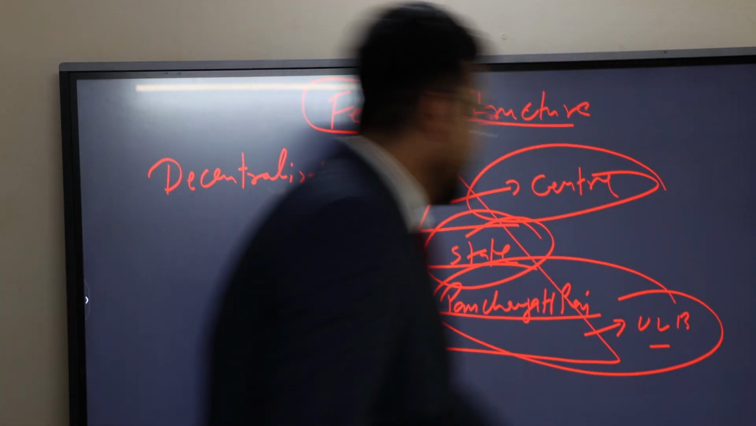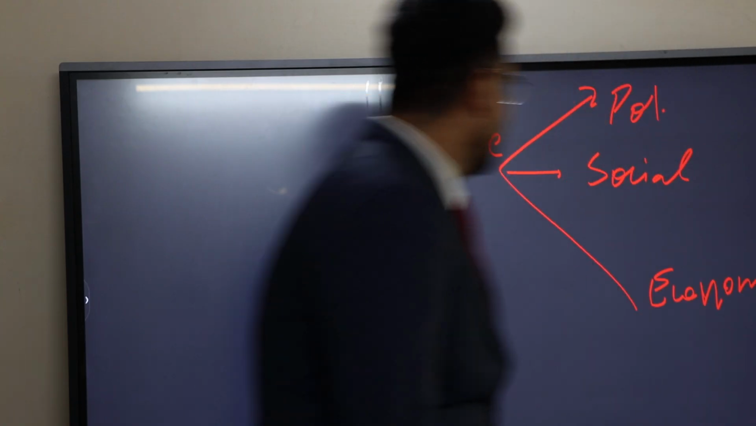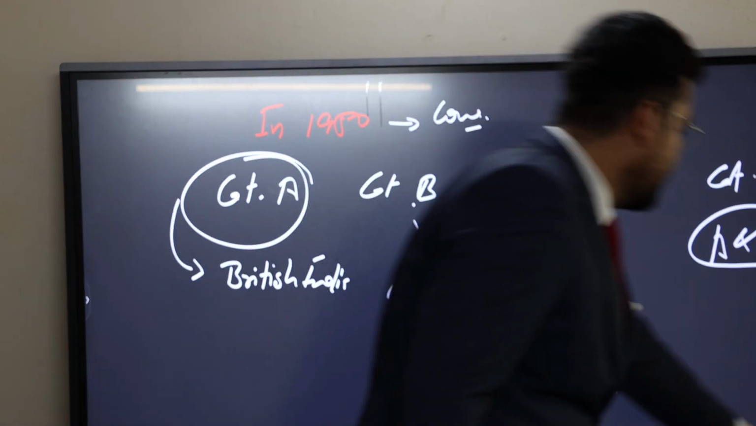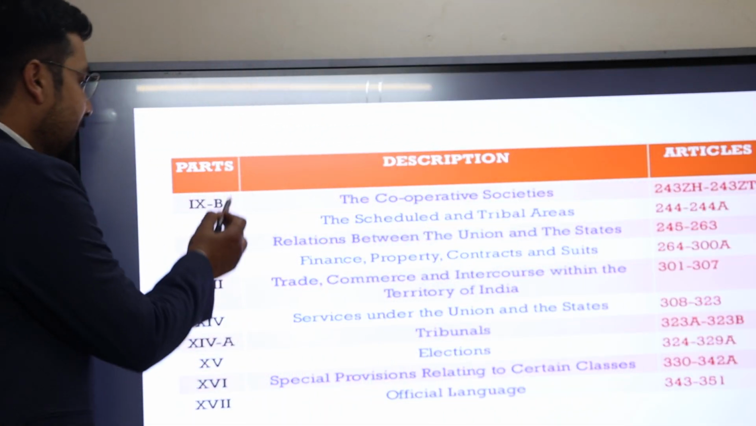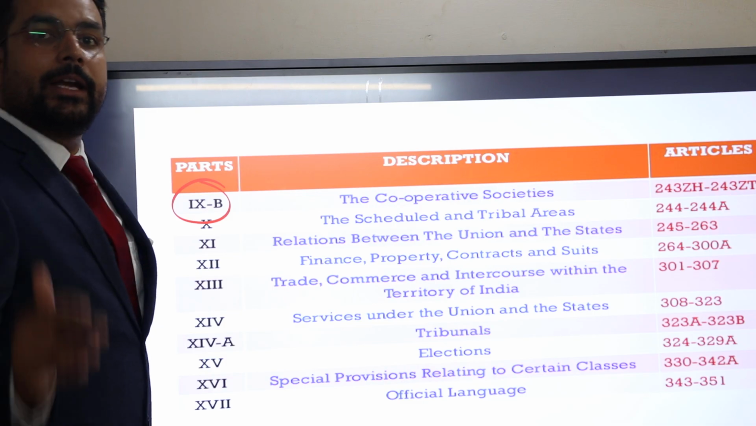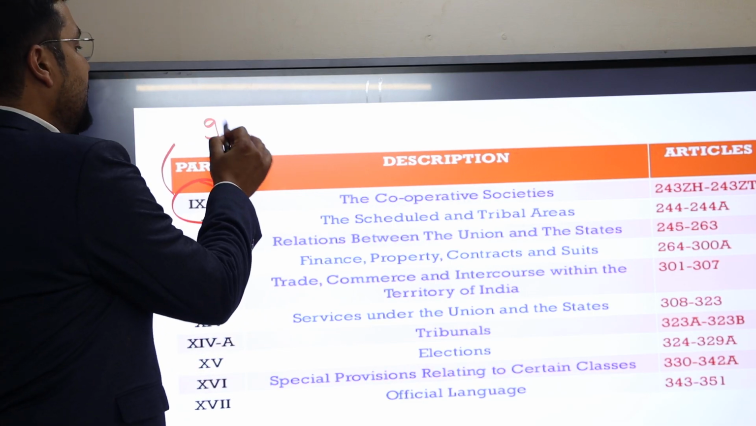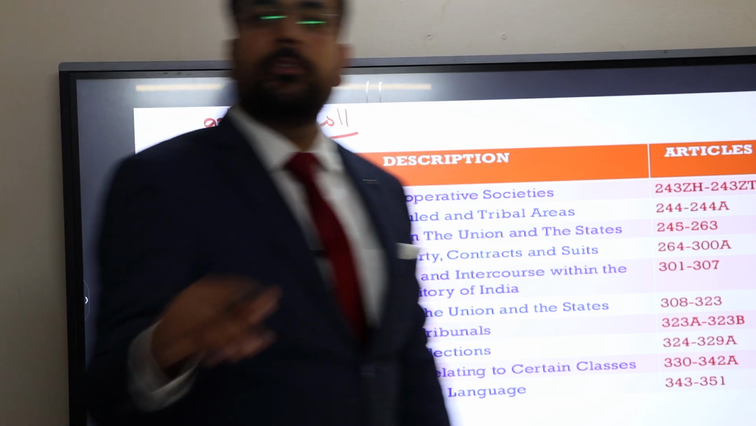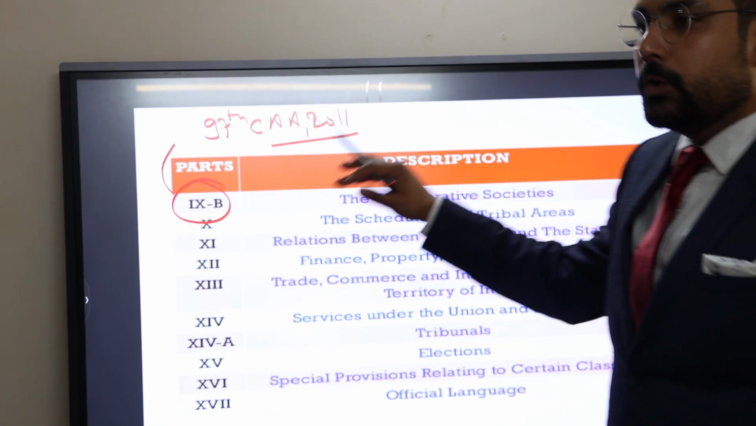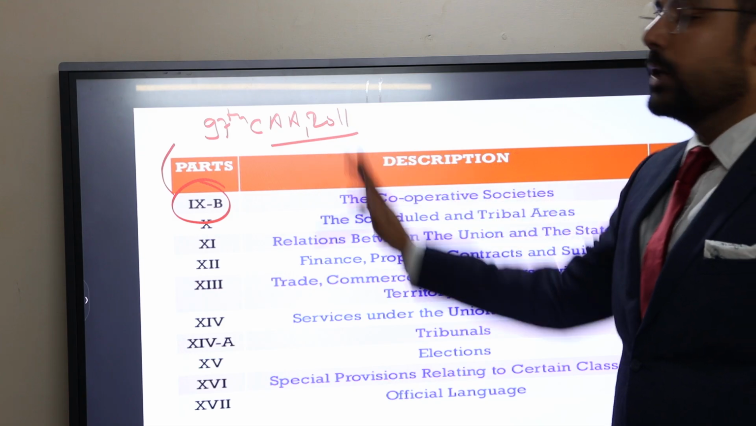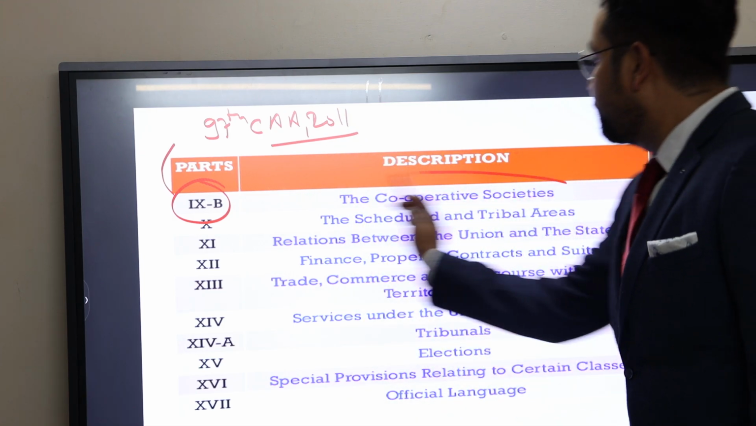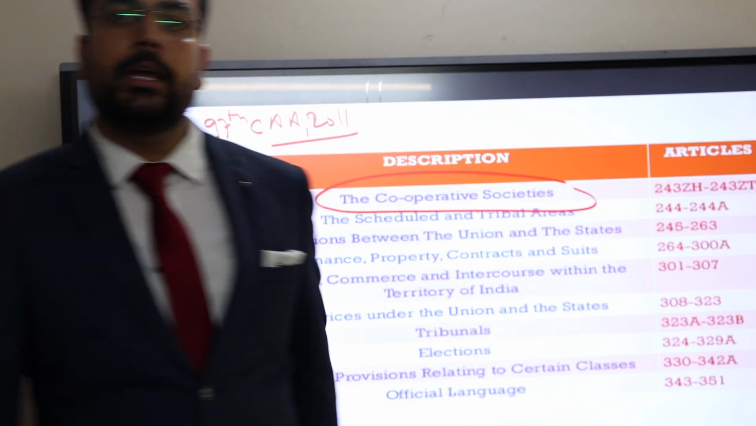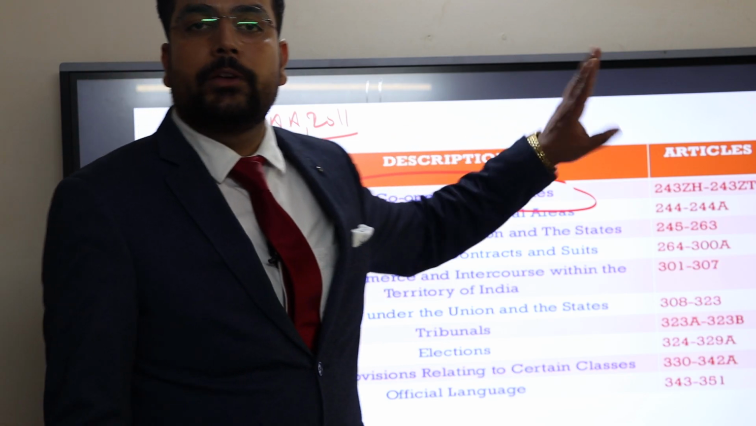Now here comes another chapter called part 9B. 9B was the latest chapter added to the Indian Constitution through the 97th Constitutional Amendment Act of 2011. Part 9B was the latest part added to the Indian Constitution in 2011 through the 97th Amendment. This particular part dealt with cooperative societies. In order to empower cooperative societies in India, a separate chapter was added in 2011.